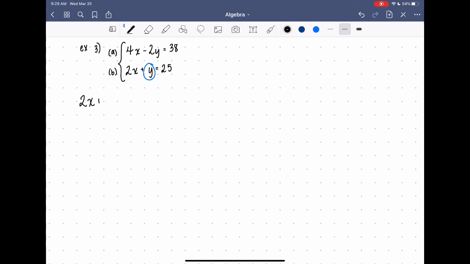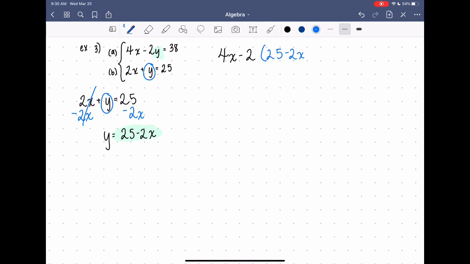So we have 2x plus y equals 25, and I want to get that y alone. So let me subtract the 2x that's in my way over here, and subtract it from here. So then I have y equals 25 minus 2x, and we're already done. We solved for it. This is our whole value of y, and it's going to get plugged into the other equation right there. We have 4x minus 2 times the whole value, which was 25 minus 2x, equals 38. And again, we get set up for some distributive property.